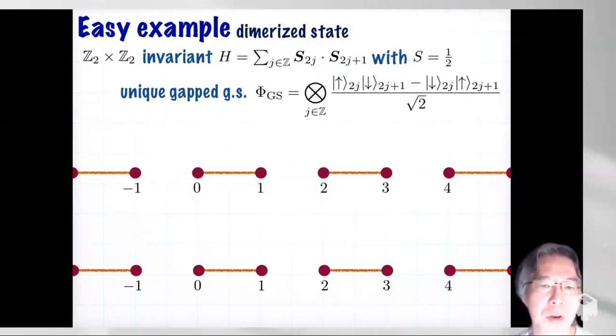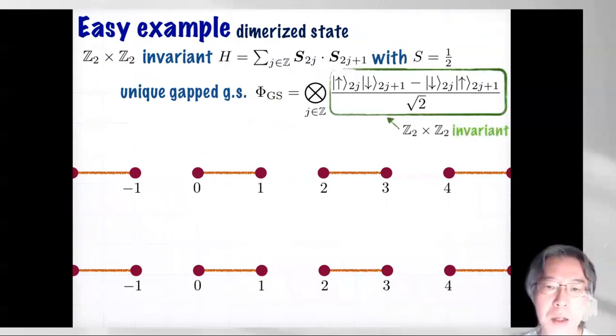And you can easily find the unique gap ground state, which is simply this. This is essentially a two spin problem. So the ground state of the whole chain is simply the tensor product of the spin singlet formed by 2J and 2J plus 1. And I think you know that the spin singlet is rotationally invariant. That means this is, of course, Z2 cross Z2 invariant. Now, so you have this.